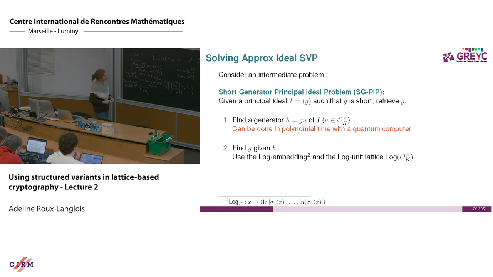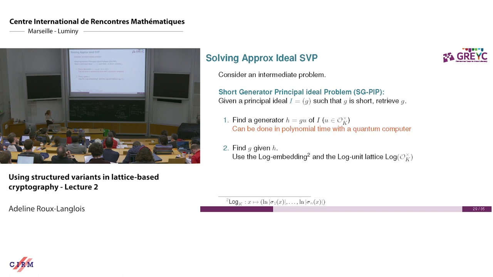So, as I think you understood, the main idea of lattice-based crypto is to be post-quantum secure. So if we can do something in polynomial time with a quantum computer, we consider it's not post-quantum secure anymore. Once you've done that, you want to find g given this element h. And for this, you use what we call the log embedding of the log unit lattice, which is the log of the units of O_K.